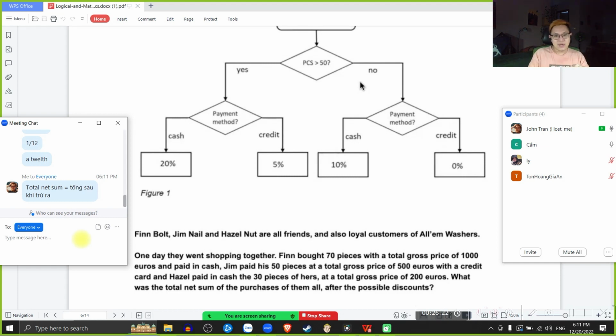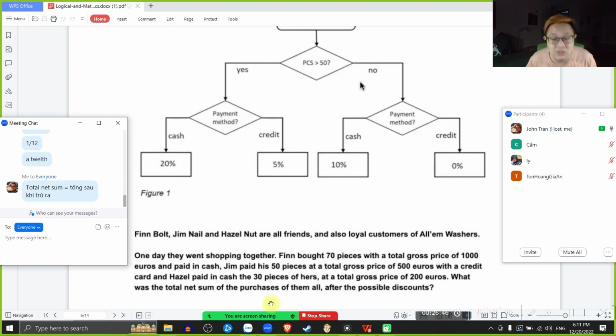Tức là sau khi họ có được cái giảm giá thì tổng của tất cả những cái giá mà họ phải trả sau khi được giảm giá hết là bao nhiêu. Tức là mình tính cái giá đã giảm của cả ba người xong rồi cộng cái đó lại cái tổng. So it means you have to calculate the discounted price for Finn, Jim, Hazel, and then you combine them.